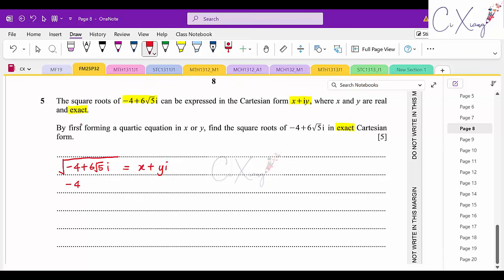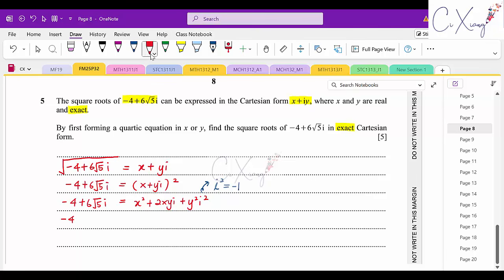I will square both sides. So when I square both sides, this is what I get. I have (x plus yi) squared. Then after that, I try to expand the complex number. So you have x squared plus 2xyi, then plus y squared i squared. And then you need to know the value of i squared here. So i squared is basically equal to -1. So don't forget about that. It is an important detail that you need to know.